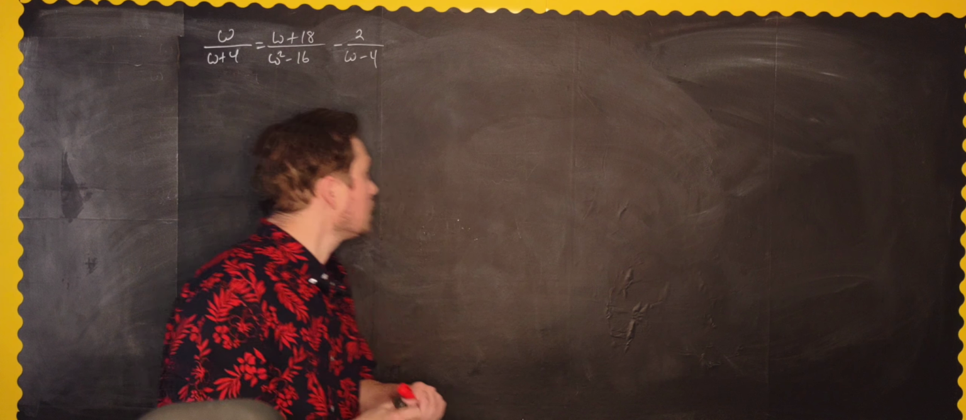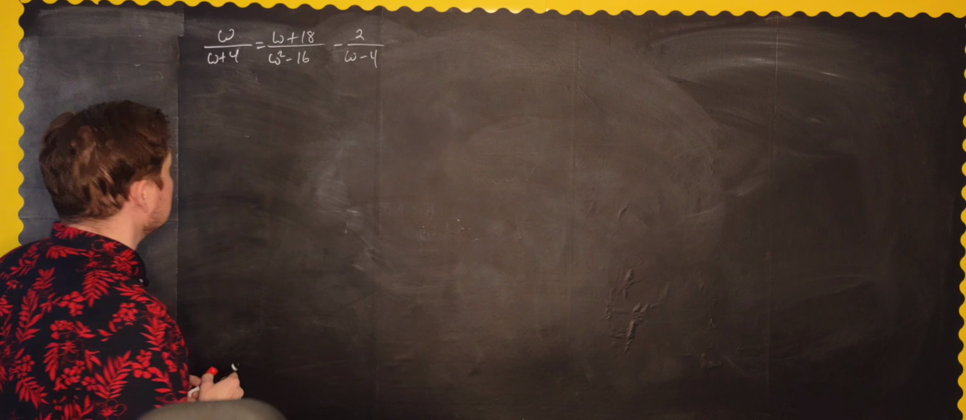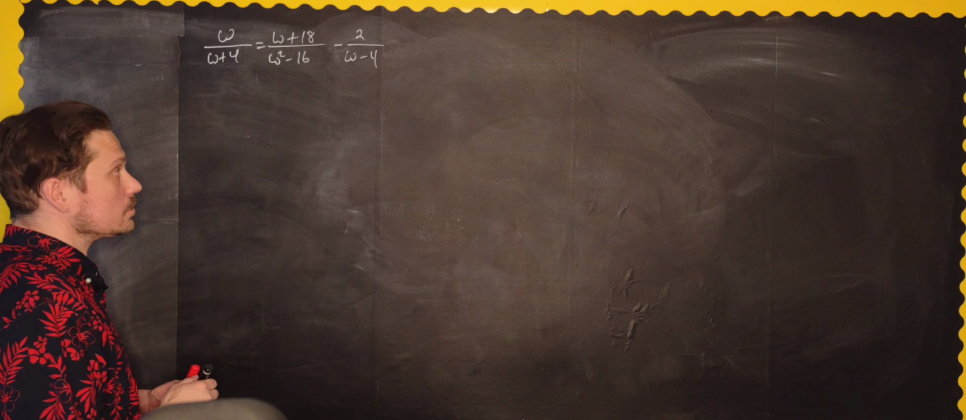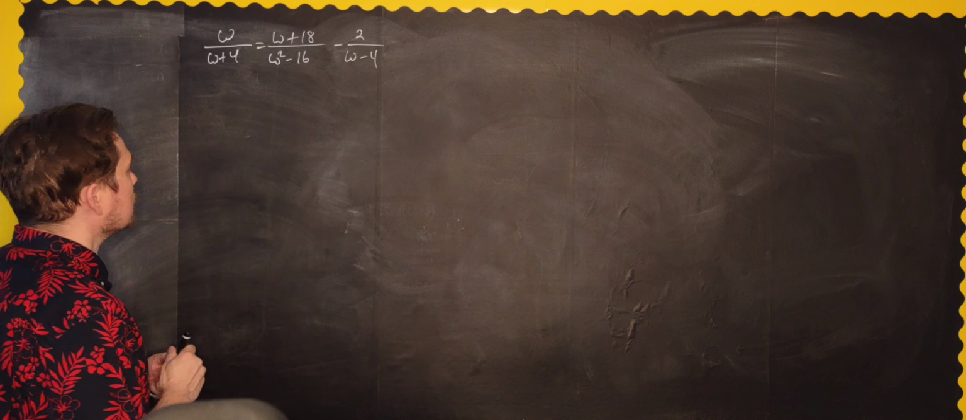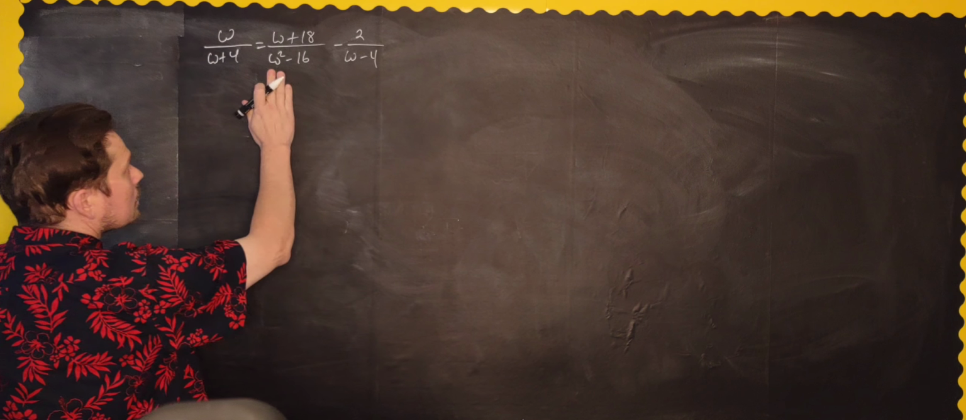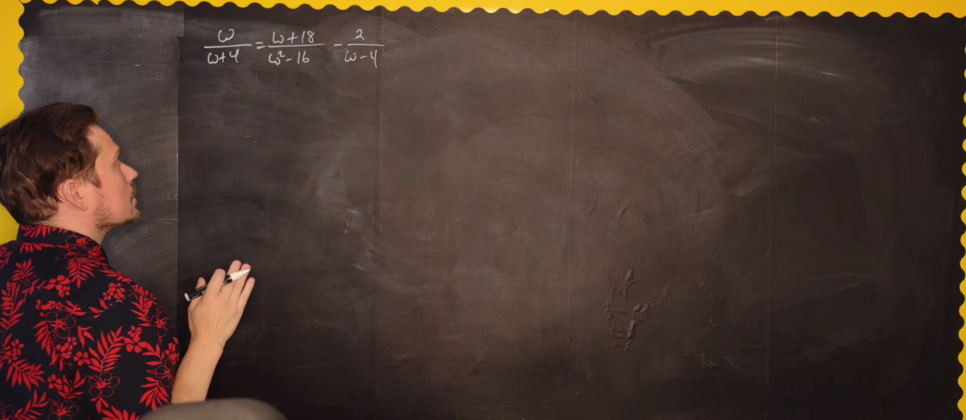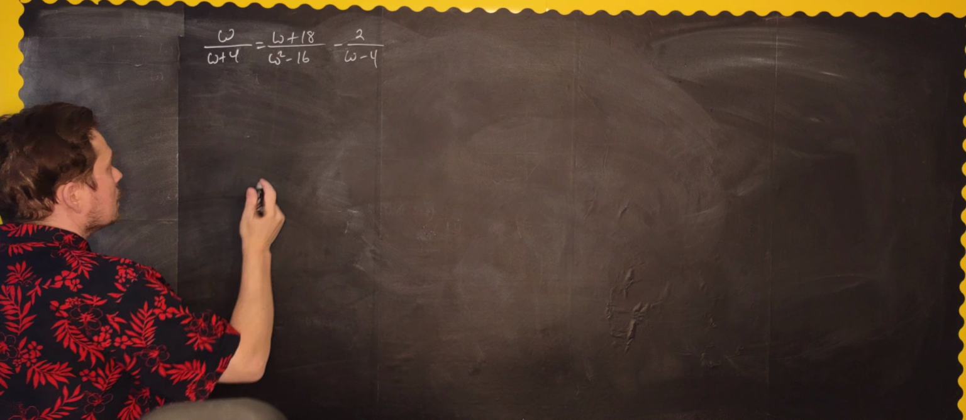Take a look. Alright, so we have w over w plus 4 equals w plus 18 over w squared minus 16 minus 2 over w minus 4. A lot going on. So notice that w squared minus 16 is a difference of squares. That's important to recognize because that then helps us to solve the equation as follows.